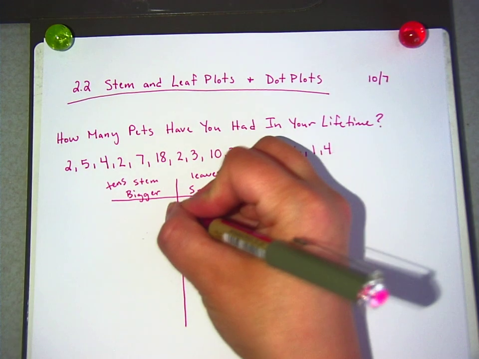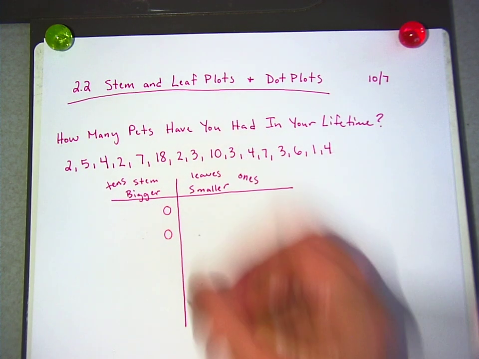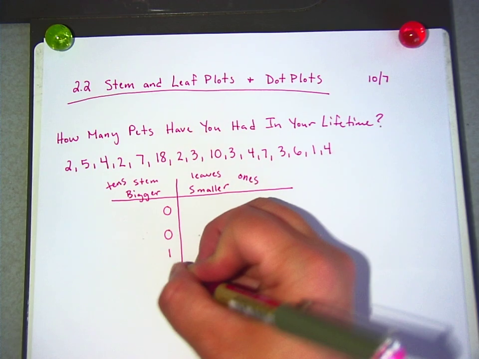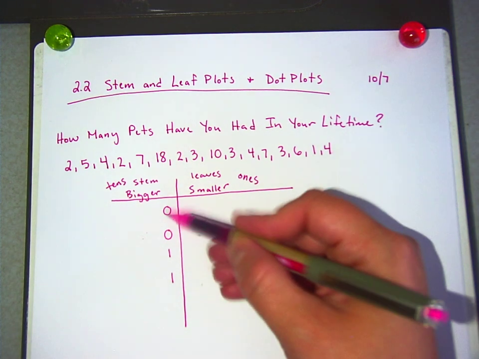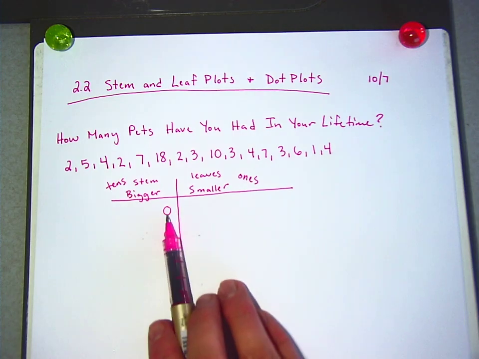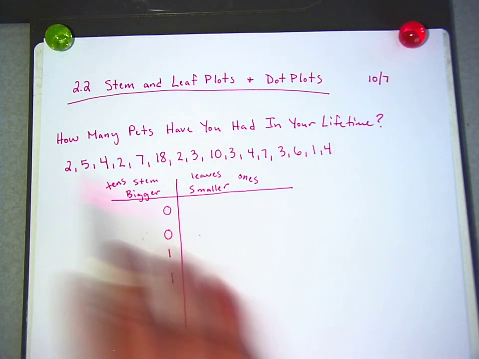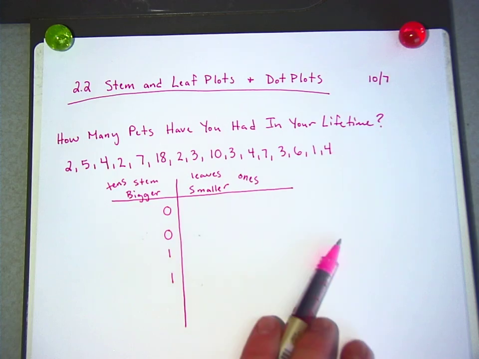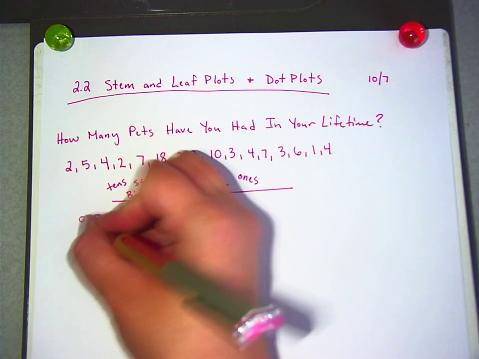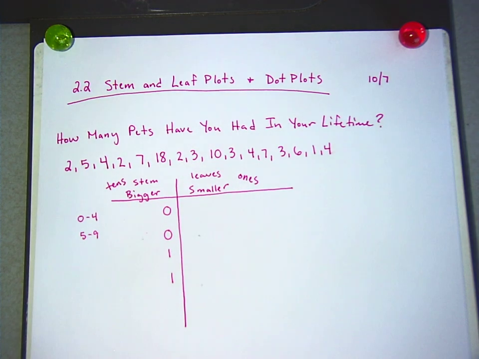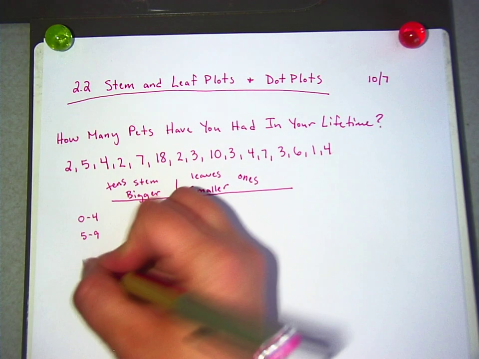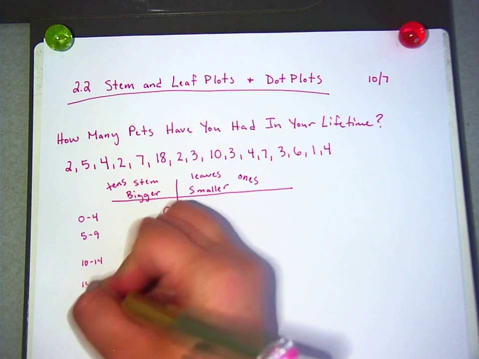I'm actually going to make 2 rows of zeros and 2 rows of ones. So this is the tens place. Anything that had a 0 in the tens spot would go here. But since I have so many of them, I decided to split them apart. So for this one, we're going to do 0 through 4, and on this next one, we'll do 5 through 9. This one will be 10 through 14, and this one will be 15 through 18.